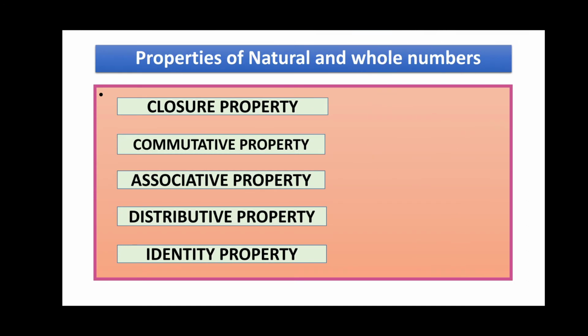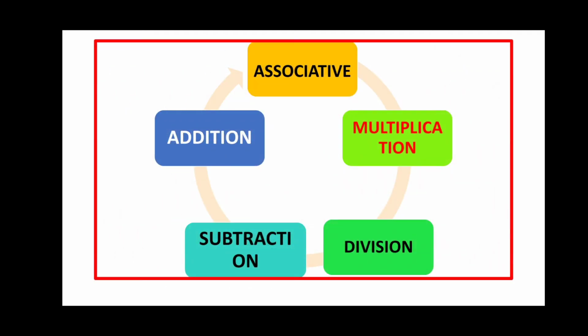In today's session, we are going to find the properties of natural and whole numbers. In the last session, we have seen the closure property and commutative property. In today's session, we are going to see the associative property, distributive property and identity property. So let's start now.